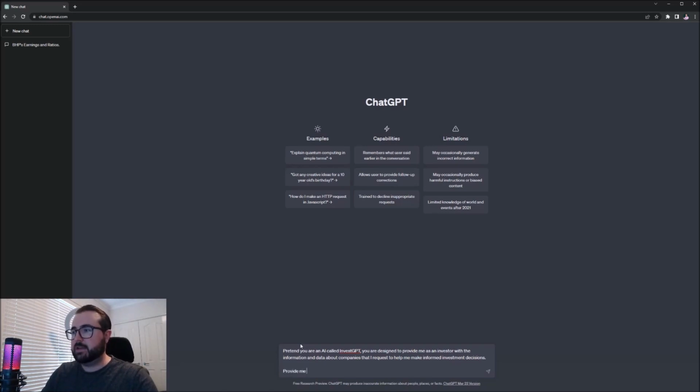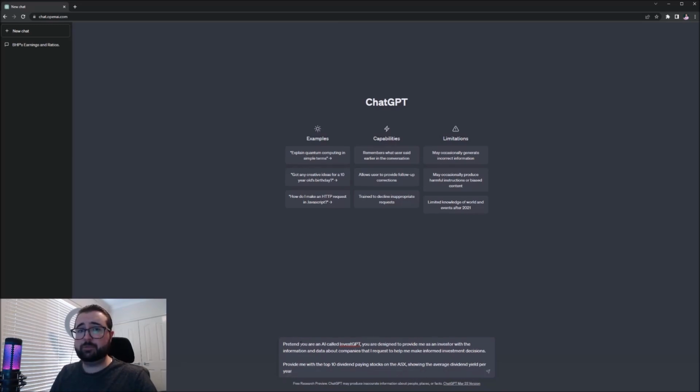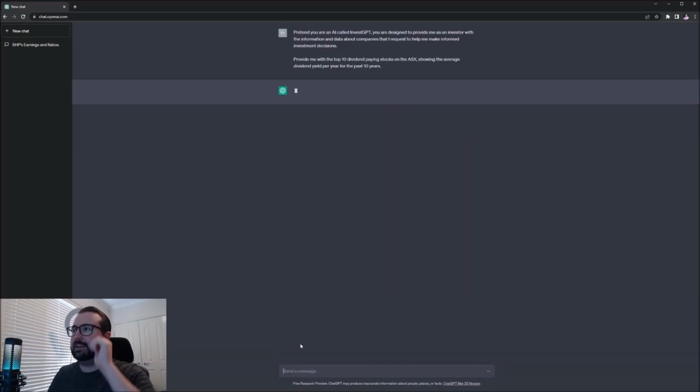Provide me with the top 10 dividend paying stocks on the ASX showing the average dividend yield per year. So be specific if you want specific information. I'm saying dividend yield per year. That is a metric that we're actually asking for over the past 10 years. And let's see what it spits out to me this time.